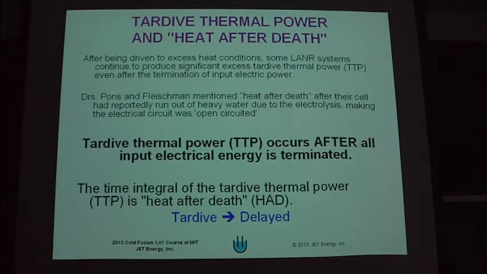Let's talk about what we can see and control. We talked about heat after death, which is what Fleischmann and Pons call the extra energy that came out after we stopped putting in energy from the applied electric field intensity. We call it tardif thermal power because it comes at the end, and the time integral of tardif thermal power is heat after death.